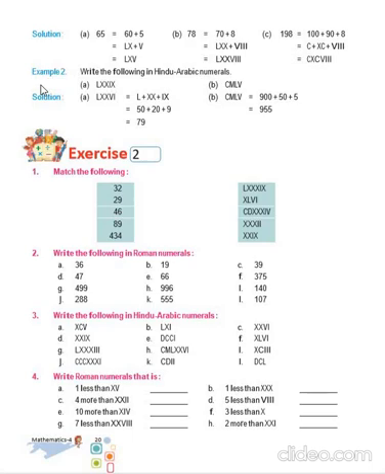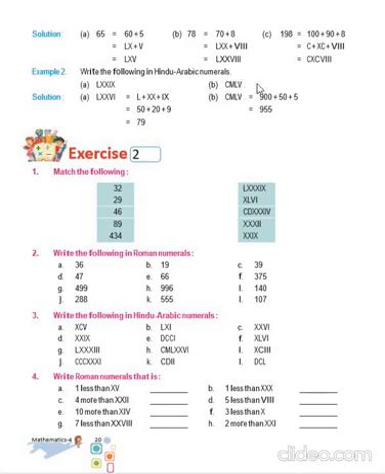Now come to example 2. Here you have to change these numerals into Hindu-Arabic numerals. Let's take this example: LXXIX. So it will be L plus XX plus IX. L is 50, XX is 20, IX is 9. So the addition of these three is 79.